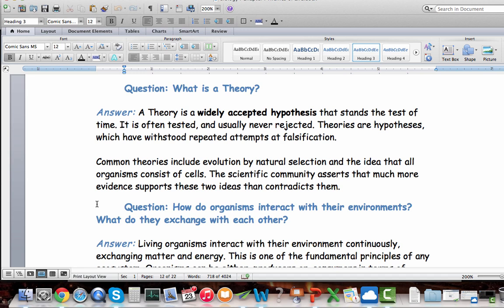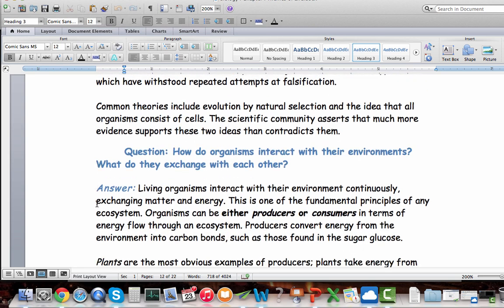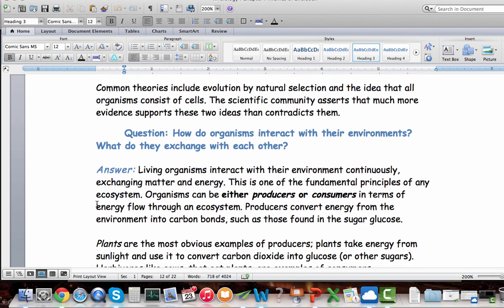Theories are nothing but hypotheses which have withstood repeated attempts at falsification. Common theories include evolution by natural selection and the idea that all organisms consist of cells. The scientific community asserts that much more evidence supports these two ideas than contradicts them.